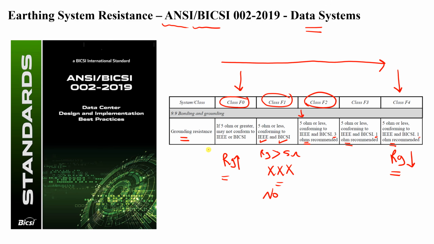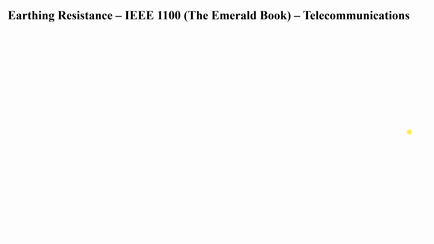However, here RG greater than 5, it is a gray area. It may or may not. You can see here, it may not conform. It doesn't tell you it is 100% not conforming. It may not conform. So what do we learn from all of this? Just target less than 5 ohm. RG, make it less than 5 ohm, and that's it, okay? And here for the other, 3 ohm, 1 ohm, and 1 ohm.